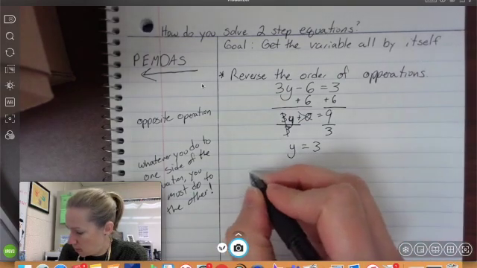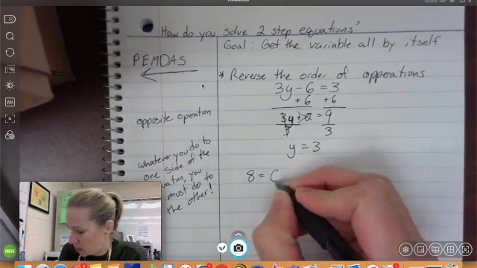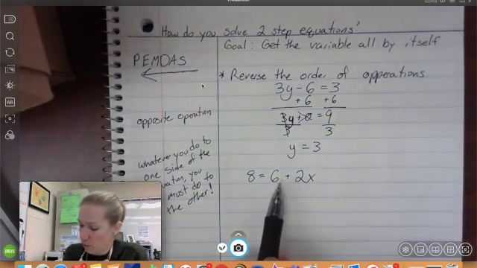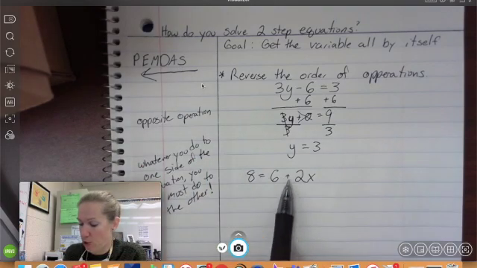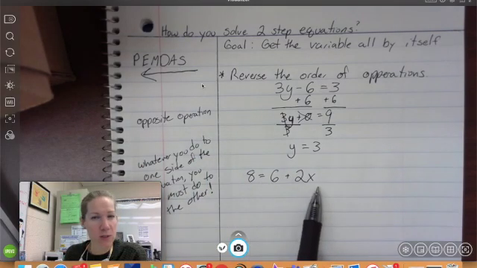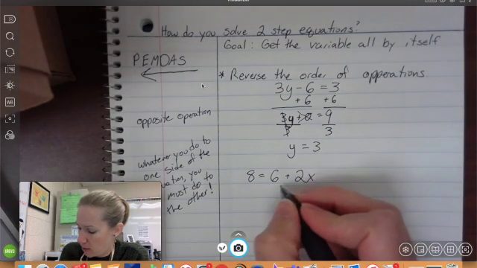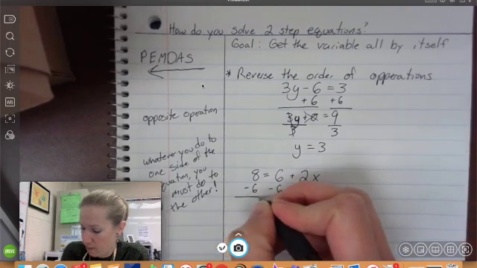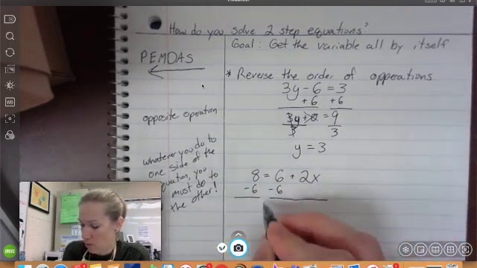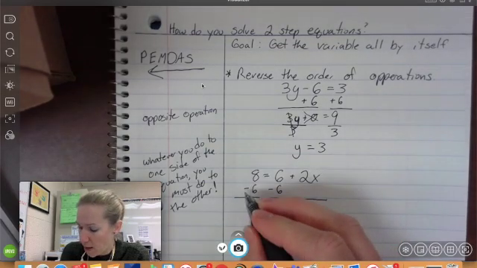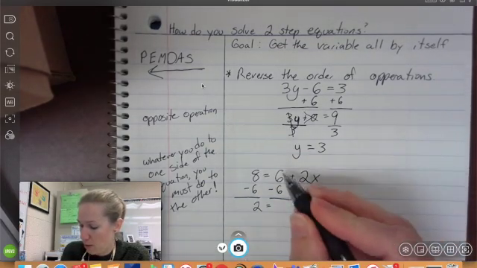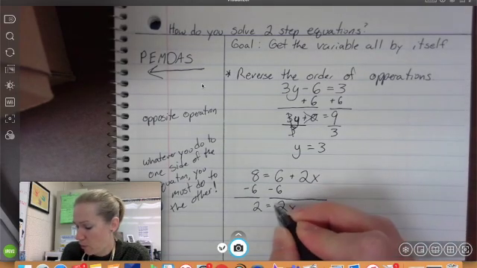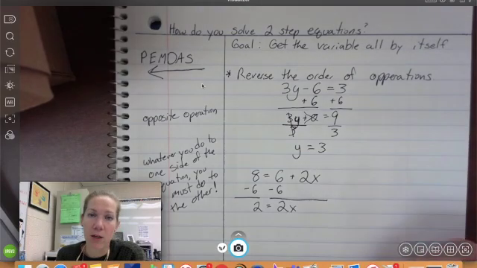Let's do 8 equals 6 plus 2x. Okay. So once again, we're going to do the addition and subtraction. We're going to get rid of this first. It's the furthest away from x. Okay. So here, this is a positive 6, so we're going to subtract 6 from both sides of the equation. Remember, we need to keep it equal, so whatever we do to one side, we must do to the other. 8 minus 6 is 2. This equals 0, so we're not even going to write it. And then plus 2x.